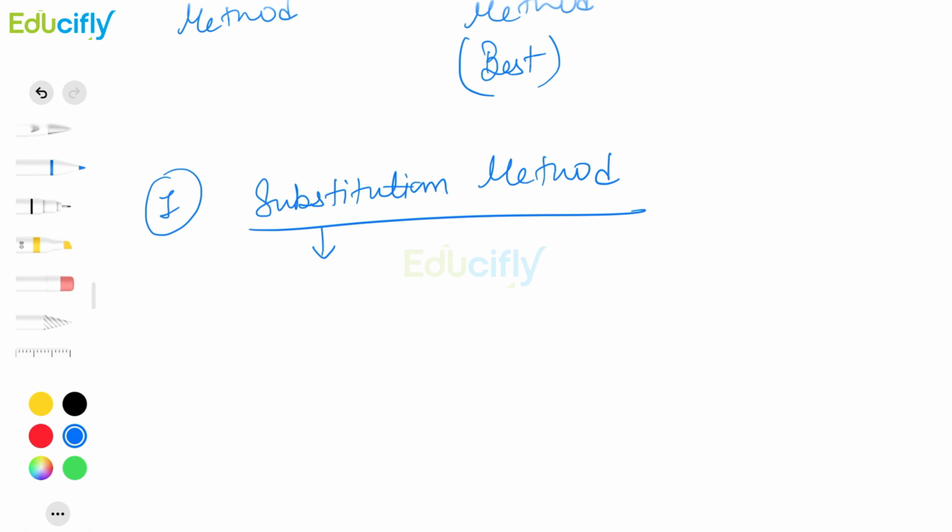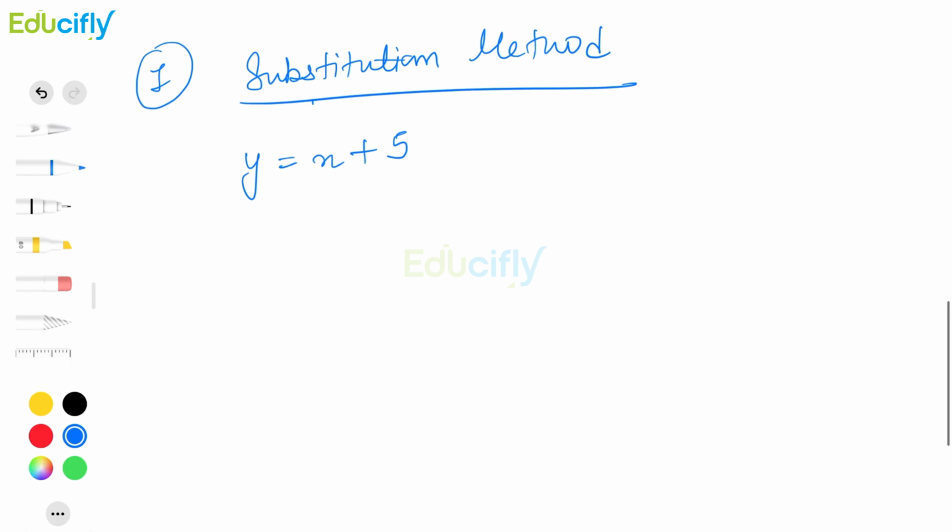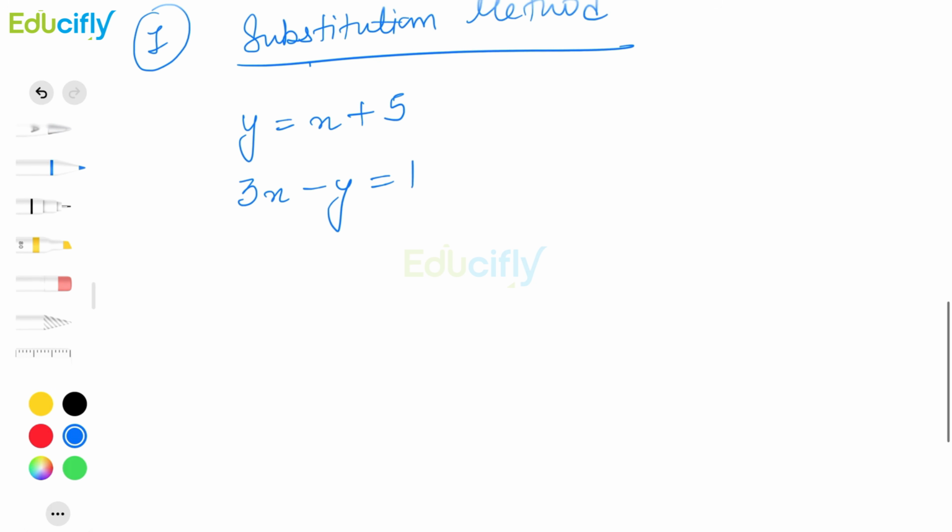So let's understand it. I'm taking an example for this because the better way to make you understand this is by using an example. Suppose these two equations are given to you, right? So how do we solve it now? See, y is automatically equal to something, right? So this is your first equation and this is your second equation.